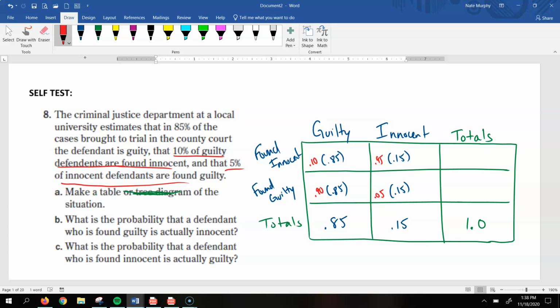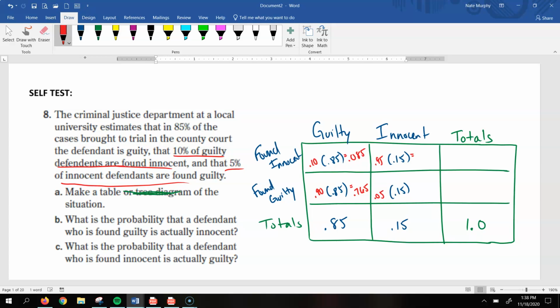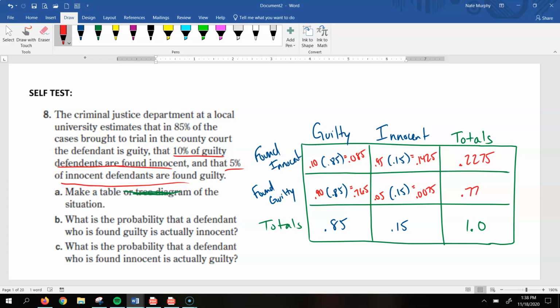All right, let's figure out what each of these values would be. If you multiply those, you get 0.085, and this would be 0.765. If we add those two numbers together, sure enough, we get 0.85. Let's look at the next cells. 0.95 times 0.15 is 0.1425, and this would be 0.0075. If I add those two numbers together, I get 0.15. Now if we add our row totals, 0.085 and 0.1425, we get 0.2275. This would be 0.7725. That's how you set up your table.